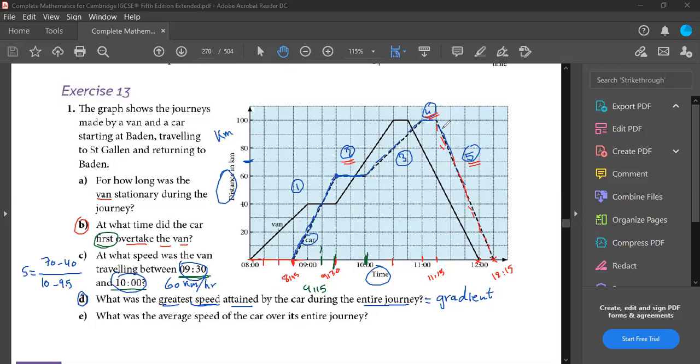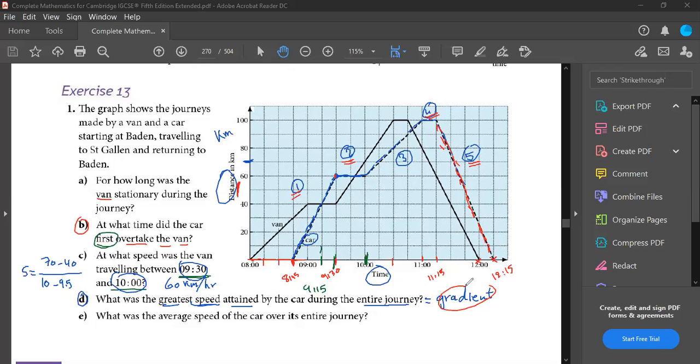There is a speed which we need to calculate the gradient here. Okay, decreasing. No, it's not decreasing. It's going back home. That's distance, not a speed-time graph. That's distance-time. Okay, so how can we calculate the speed of the first part of the journey?